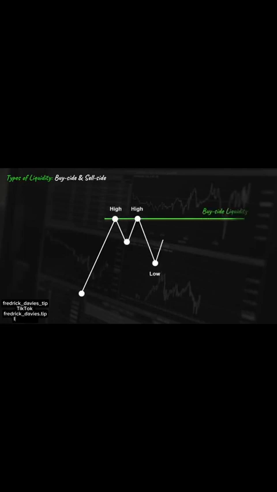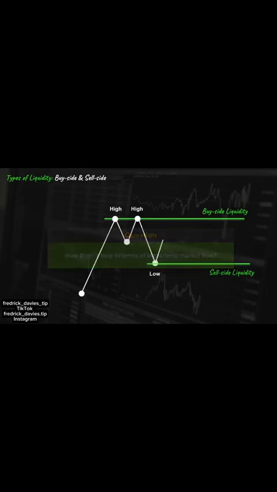There are two types of liquidity in the market: buy-side and sell-side. Liquidity above a high or a group of highs represents buy-side liquidity. Liquidity below a low or a group of lows represents sell-side liquidity. Now, how does it help in terms of identifying market bias?